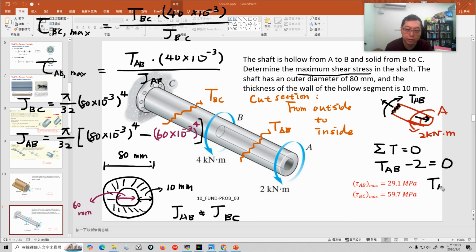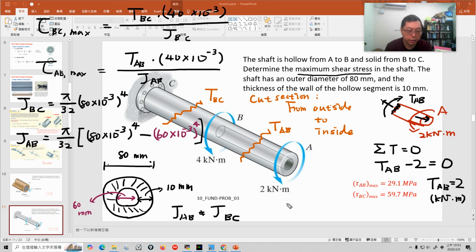So TAB is 2, and the unit is kilonewton times meter. Okay, that's a sign convention issue here. And also we want to know the torque for the BC section. Okay, let's do the cut section one more time.